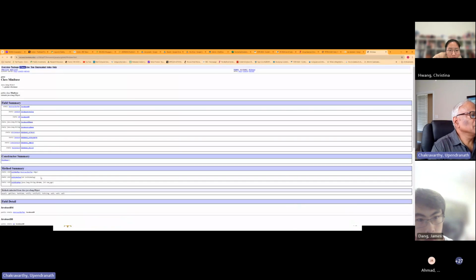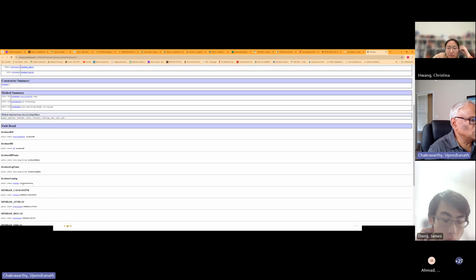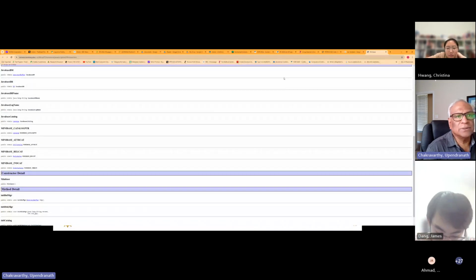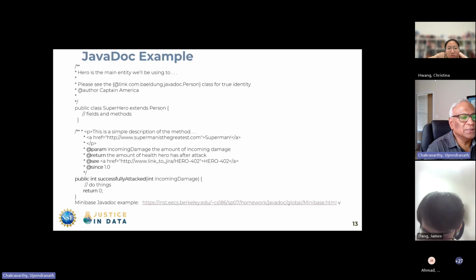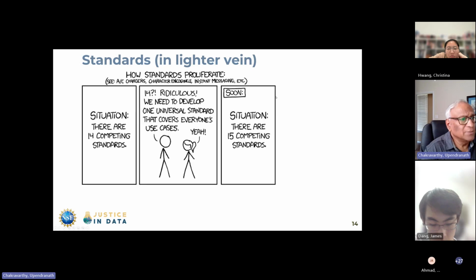So here is the Java documentation for a Java code that is automatically generated. This says here's the class. If you're familiar with Java, that will help. Then it tells you what the attributes of this class are, what the constructor of the class is, what the methods of the class are, what the field details of the class are, and so on. So this documentation is automatically generated if you provide appropriate things. So there is no need for separate documentation. And this is an important thing.